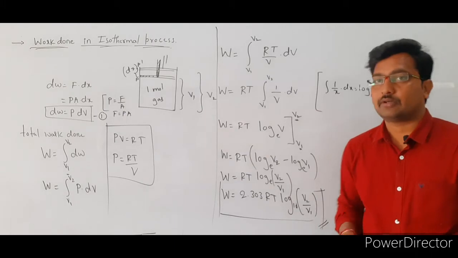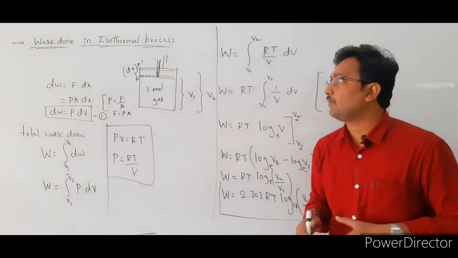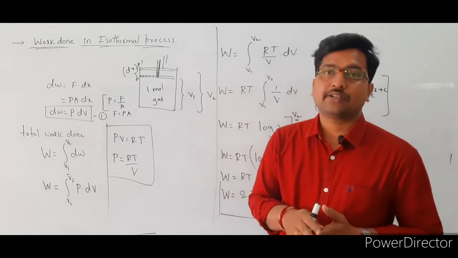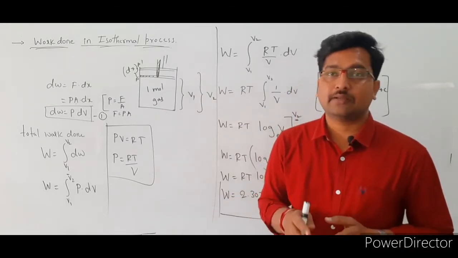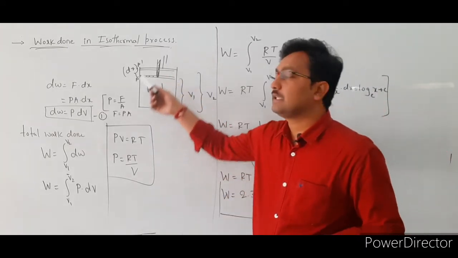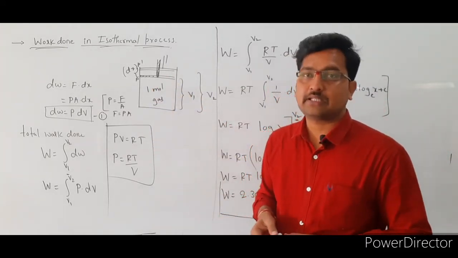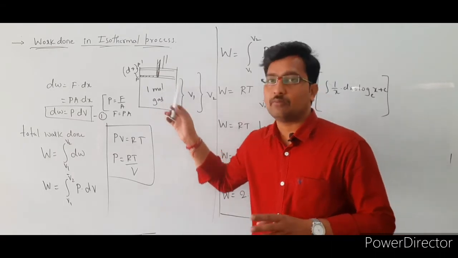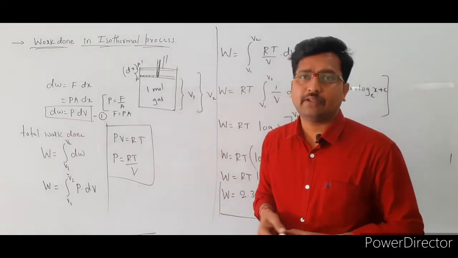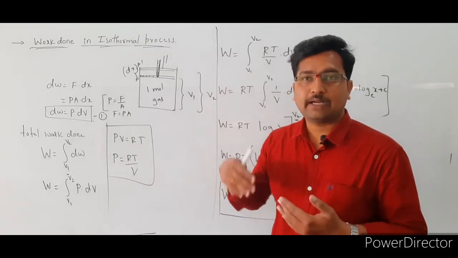Okay, it is also very important for 5 marks. So what is the first point here? Work done in isothermal process. Isothermal process means heat is exchanged between the system and the surroundings, or the surroundings and the system, to maintain a constant temperature. Here also we are considering a cylinder. It is fitted with a frictionless piston, and the cylinder consists of 1 mole of a gas. The initial volume of this system is V1. The gas is allowed to expand isothermally.